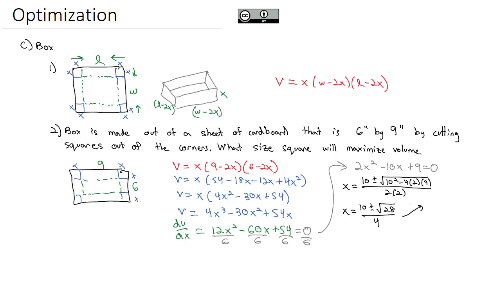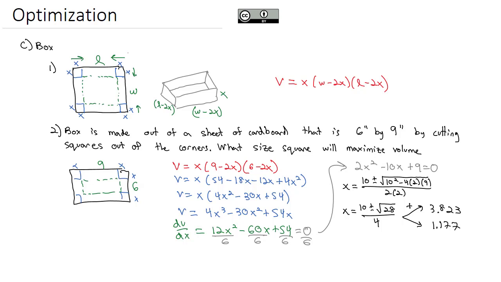Let's do the plus first. On my calculator, 10 plus the square root of 28. I make sure I hit enter so that I don't mess up order of operations. Divide that answer by 4, and I get approximately 3.823. If I do the minus, 10 minus the square root of 28, hit enter on my calculator, divide by 4, and I get 1.177. So I have two possible answers for the size of my cut.